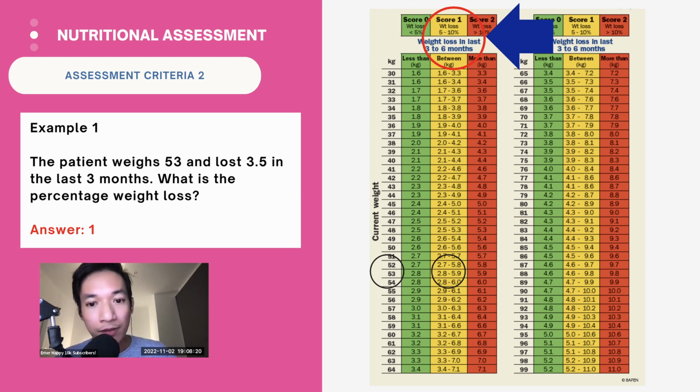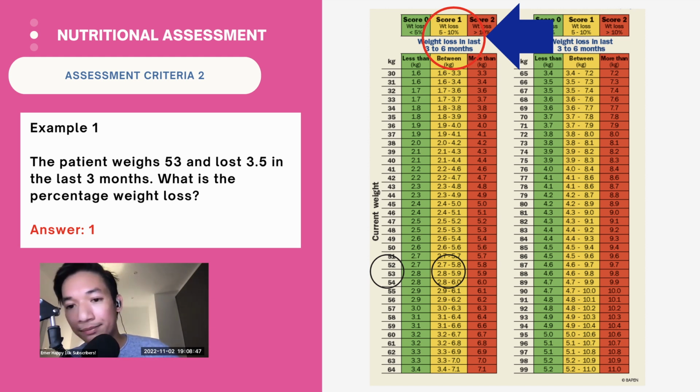Okay, are we all following? So you only need to locate what is the current patient's weight, and then next is what is the percentage weight loss, and you have to check what the score is. Again, all this information will be written on the scenario. Okay, you only need to know the score of step number 2.